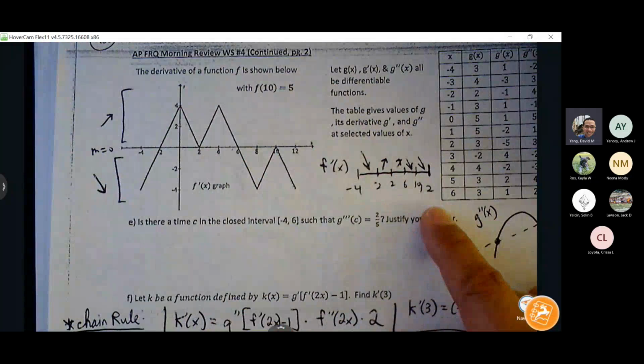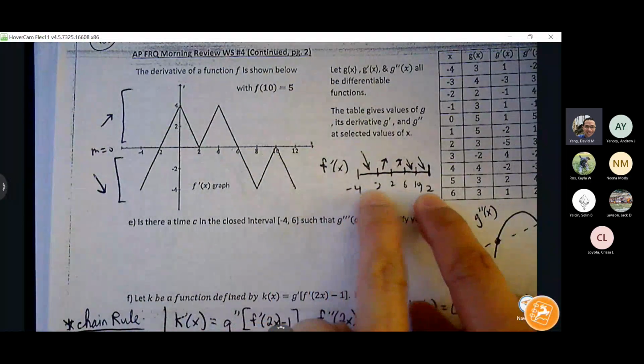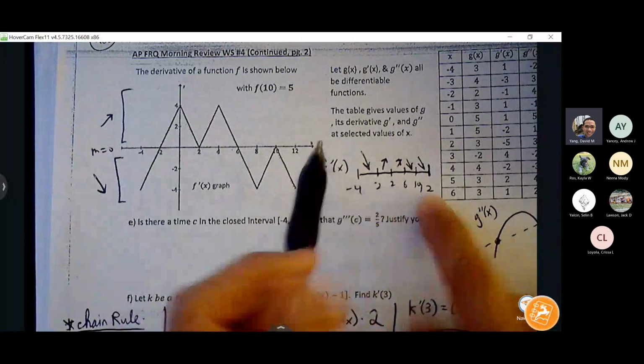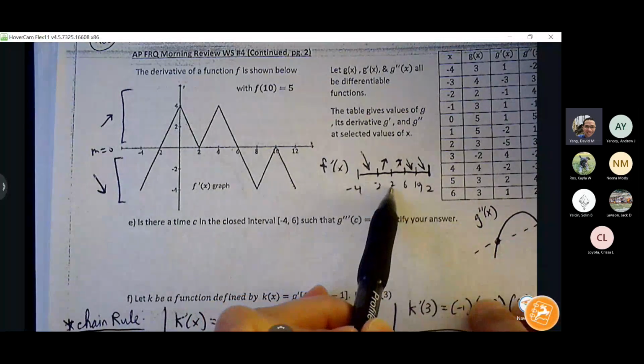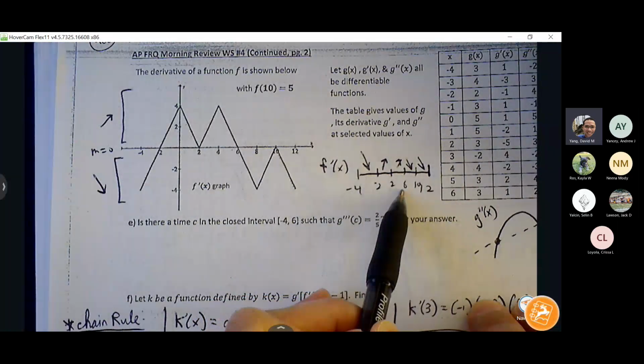Okay, it's only asking for maximum, so we only need to pick out the relative max. Also, some of these critical points are not even relative extrema. So 2 is not a relative extrema, -2 is a relative minimum, 6 is a relative max, 10 is neither. So we only need to test out 6, -4, and 12.